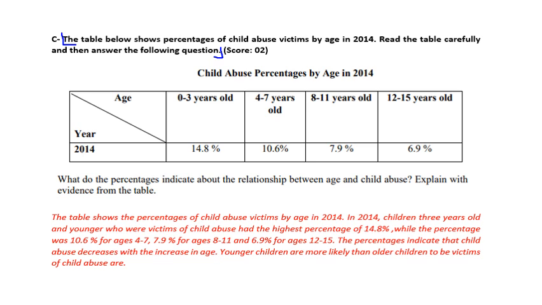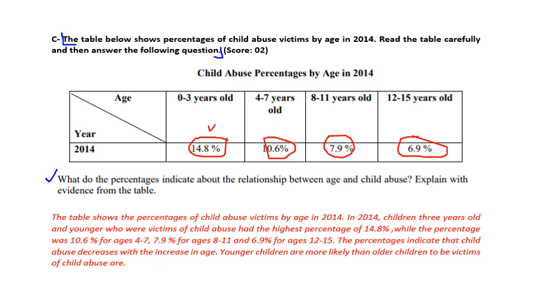The percentage of child abuse victims by age in 2014. And the question is, what do the percentages indicate about the relation between age and child abuse? Let's take a look here. 0 to 3 years old, 14.8% in this place. 4 to 7 decreased, 8 to 11 decreased to 7.9, and finally 12 to 15 it decreased.